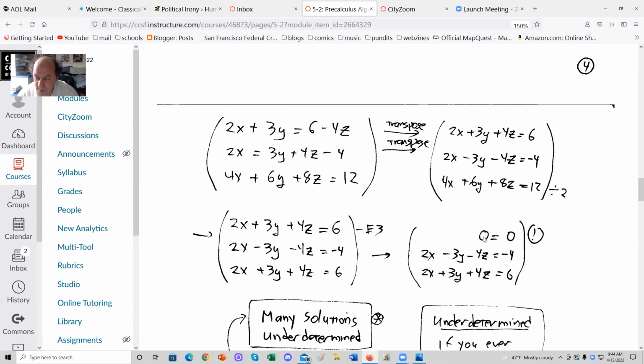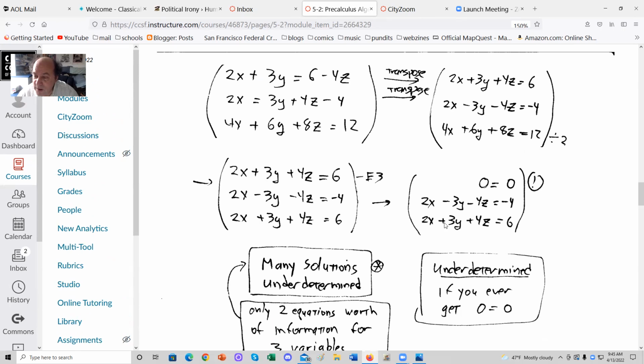And we already knew that. This does not give us any information. So really we have only 2 pieces of information, but it's for 3 variables, and that's not enough. So therefore, there are many solutions. It's underdetermined. There's not enough information.